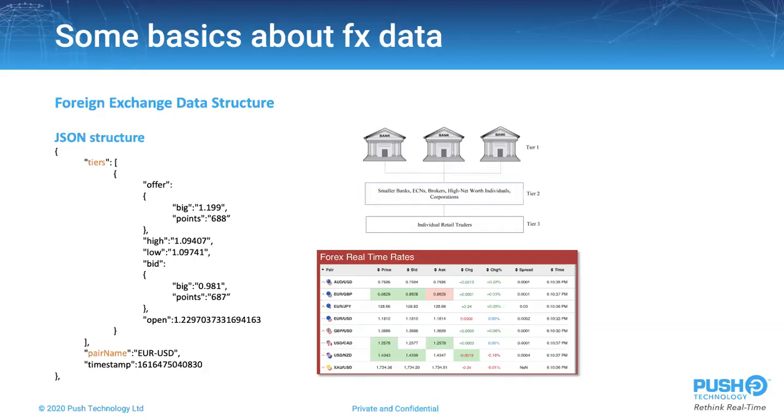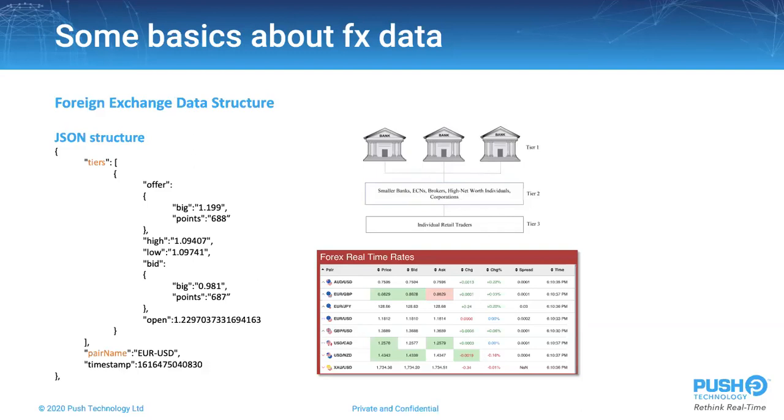We usually have 3 tiers. Tier 1s are the central banks. Tier 2 are smaller banks, brokers, corporations, and tier 3 are individual retailers, retail traders. And the type of data, the frequency of that data, can vary depending on which tier the consumer of the data is. So those are the two fundamental elements in this JSON structure that we really care about.